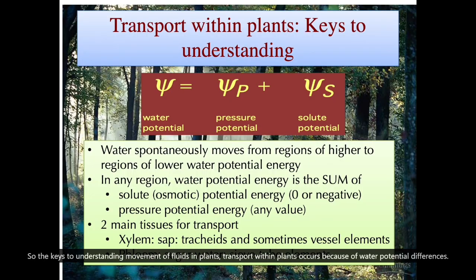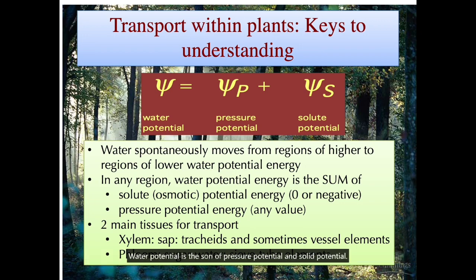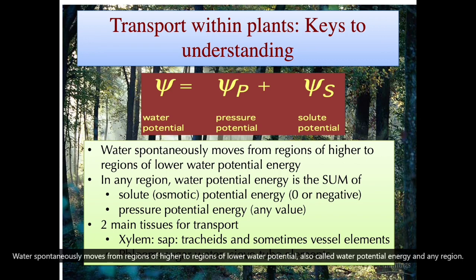So, the keys to understanding movement of fluids in plants. Transport within plants occurs because of water potential differences. Water potential is the sum of pressure potential and solute potential. The total water potential is what matters. Water spontaneously moves from regions of higher to regions of lower water potential, also called water potential energy. In any region, water potential energy is the sum of these two components, the solute or osmotic potential, which can be either 0 or negative, and the pressure potential, which can be negative, 0, or positive, any value.